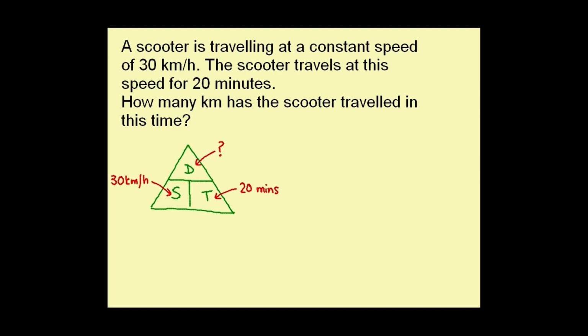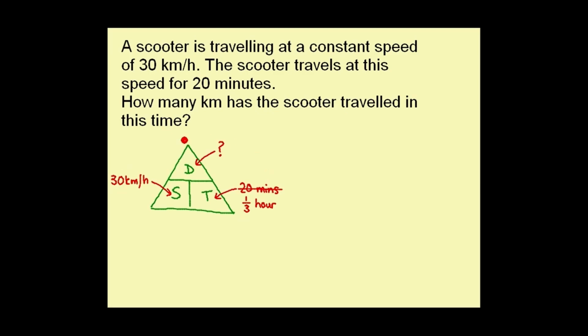Now, if I tried to do this straight away using these numbers, I wouldn't be able to get the right answer, because this is in kilometres per hour, but this is in minutes. I need to have matching units, so I need to change this 20 minutes into hours. I know that there are 3 20-minute sections in 1 hour, so 20 minutes must be a third of an hour.